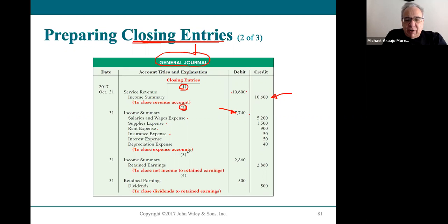The third step is, now that you know that in income summary you have all the revenue and all the expenses, the balance is going to be the net income.